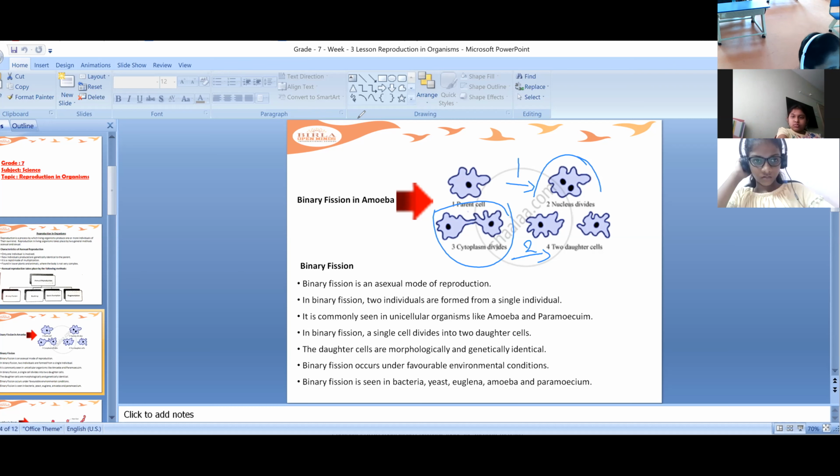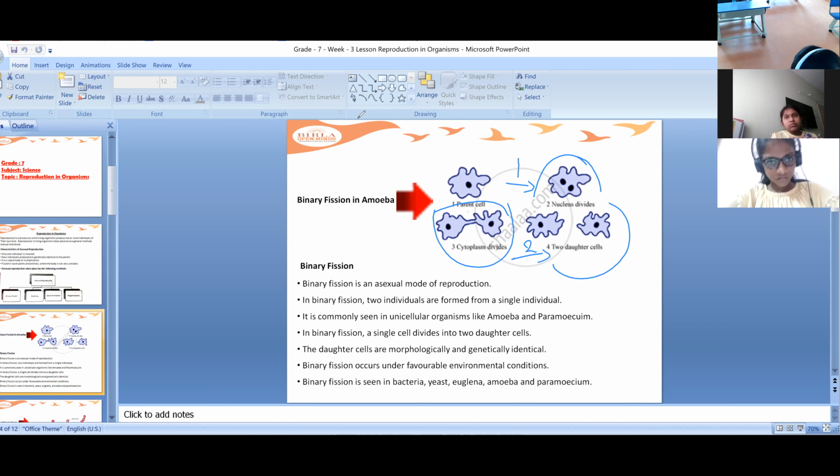So binary fission is an asexual mode of reproduction. Two individuals are formed from a single individual. Here the parent cell is a single individual. From this single individual, two daughter cells are being formed. Two individuals are formed from one single parent.